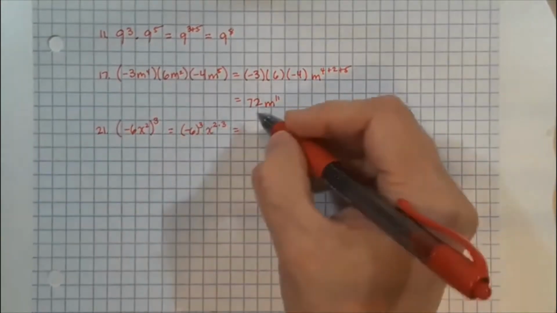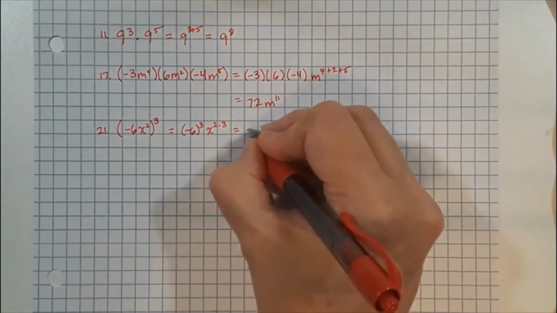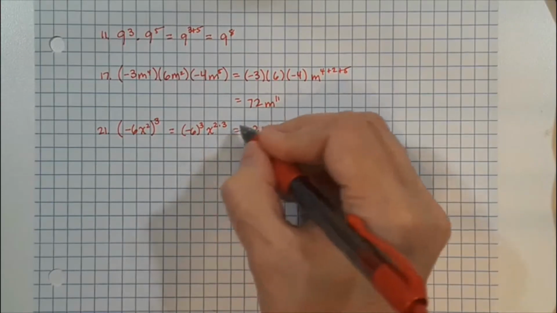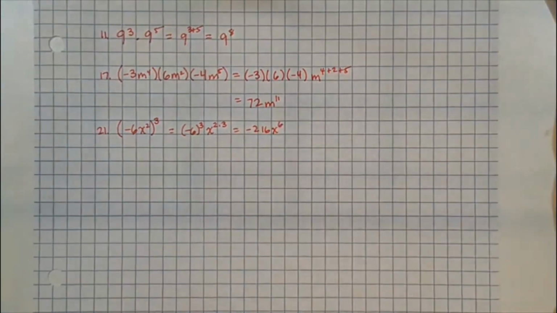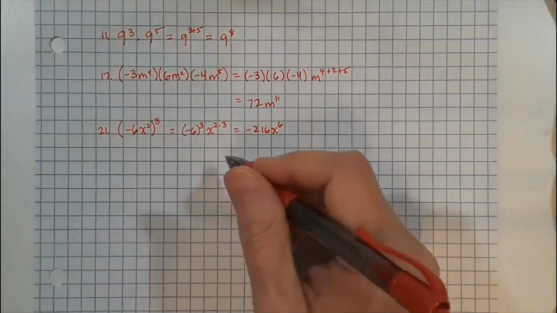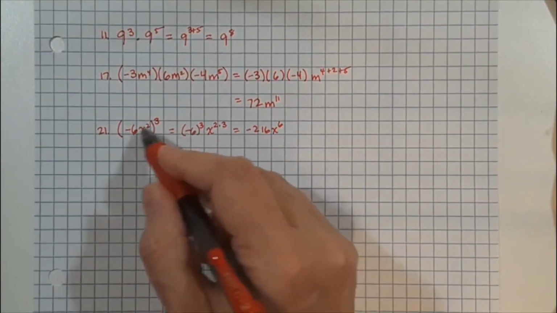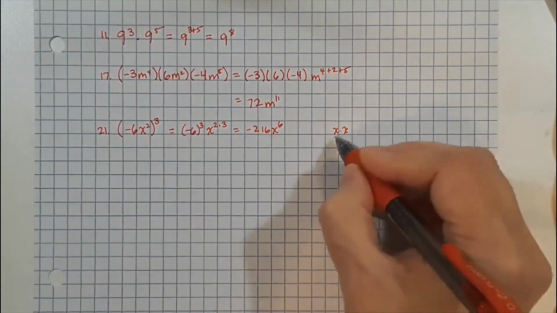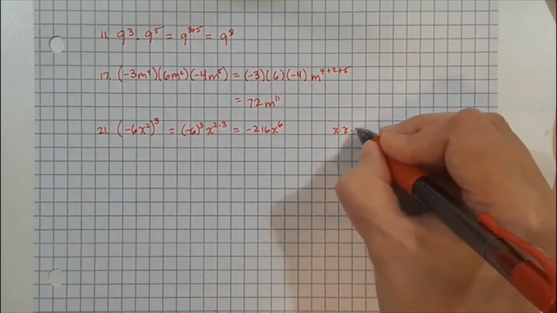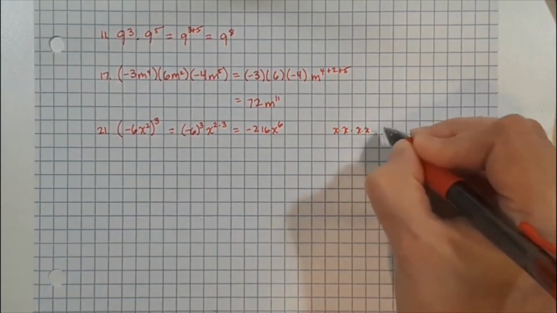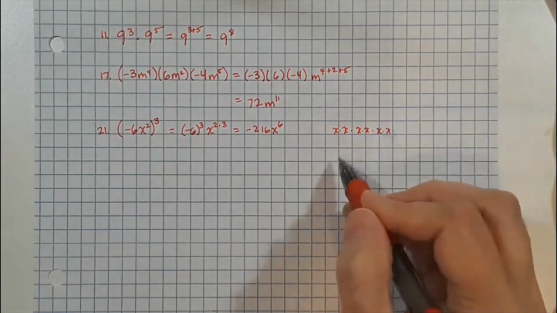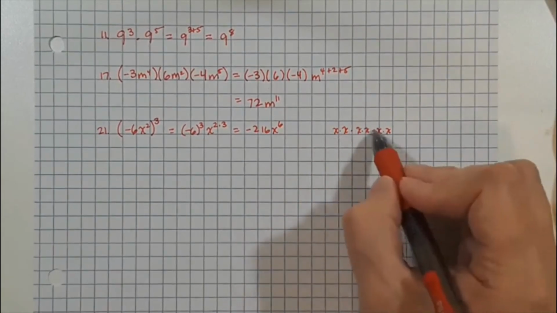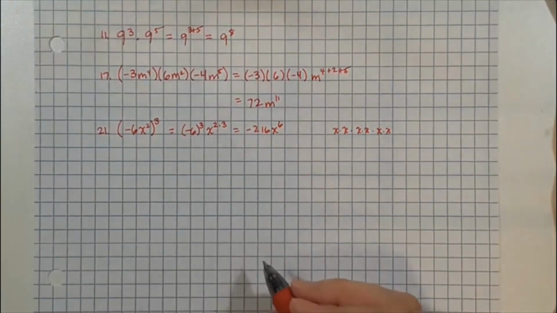So negative 6 cubed, you can put that in your calculator, and you get negative 216. And then 2 times 3 would give you 6. Again, if you're not sure about this, think about this as x squared, and I'm going to do this 3 times: x squared times x squared times x squared, and I do it 3 times, so I end up with 6 x's.